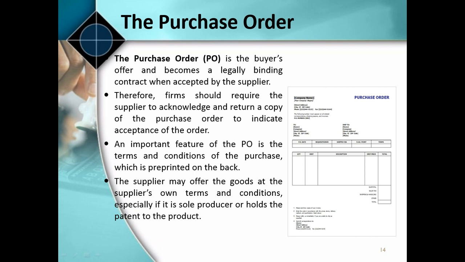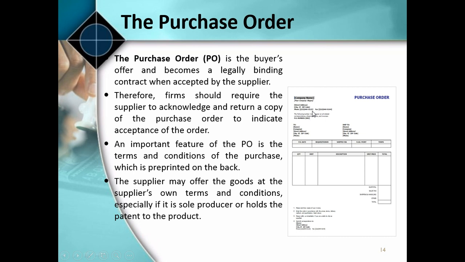Okay, so dia kata an important feature of the purchase order is the terms and condition of the purchase, which is pre-printed on the back. The supplier may offer the goods at the supplier's own terms and conditions, especially if it is a sole producer or holds the patent of the product. Okay, so maknanya let's say bila kita dah proceed with purchase order ni, biasanya supplier akan letak dia punya terms and condition dekat belakang.